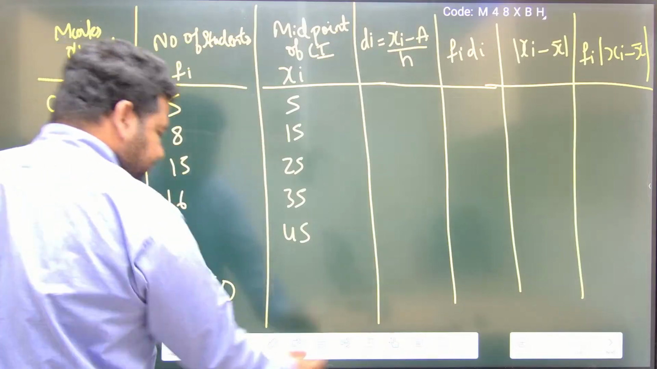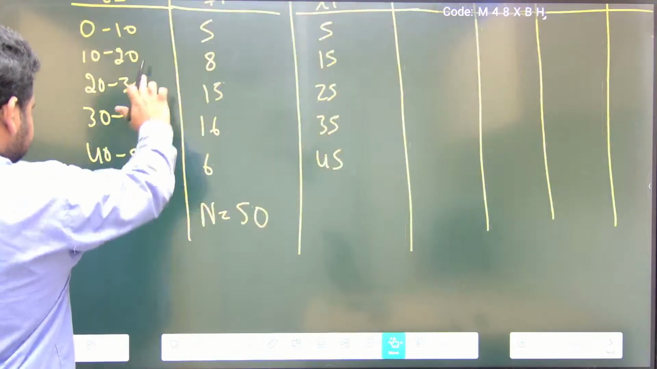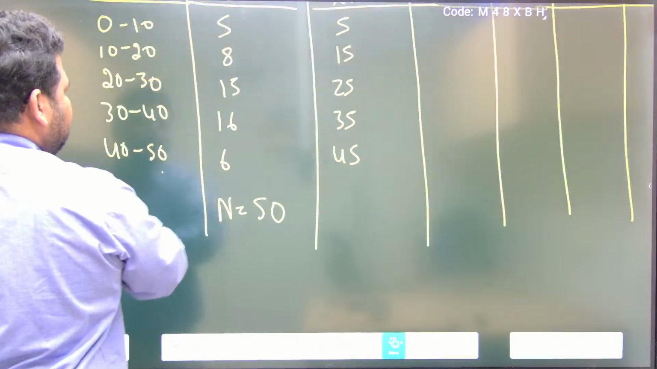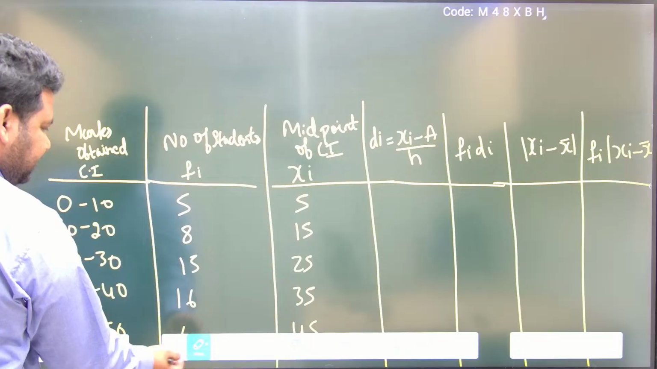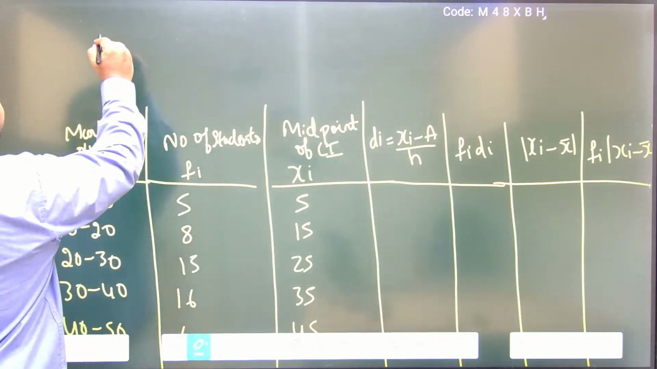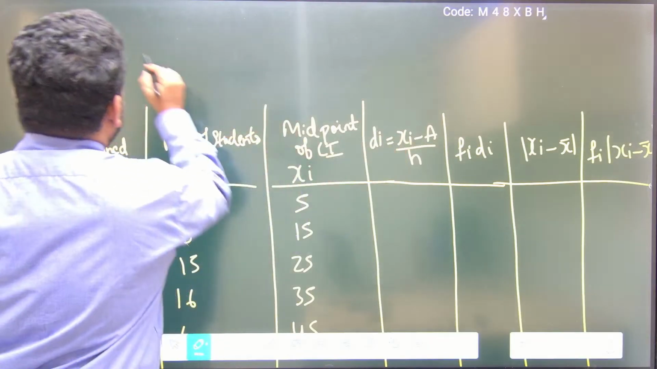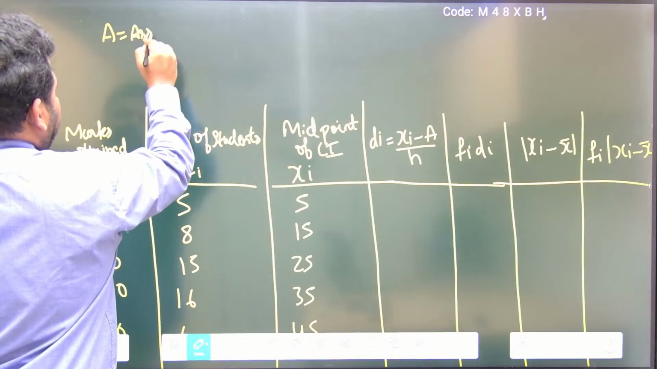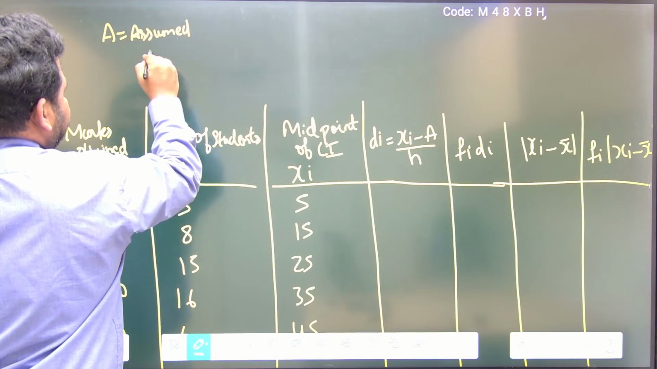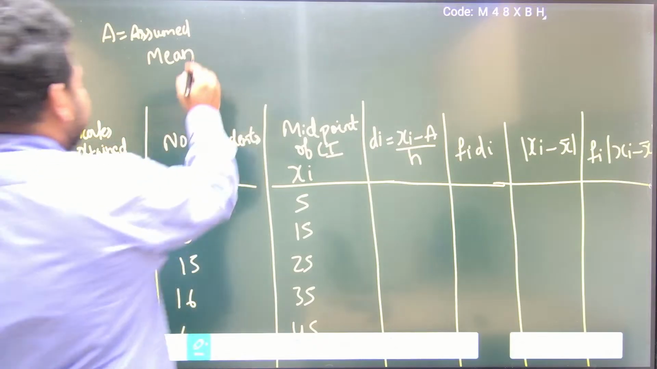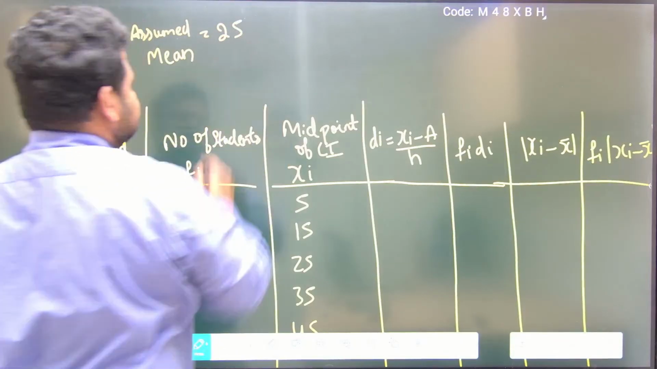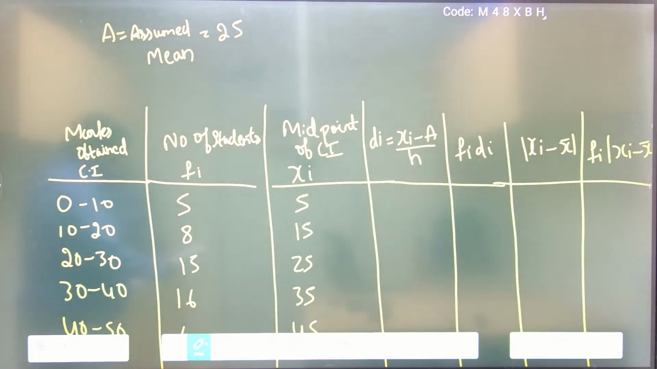Now we have to do some basic calculations before coming to that. What does this a mean? A represents the assumed mean in this formula, not the arithmetic mean. I will tell you why we are finding the assumed mean. Let the assumed mean A be equal to 25.